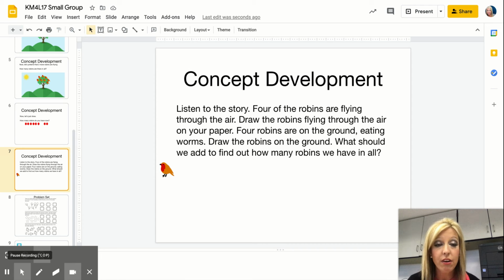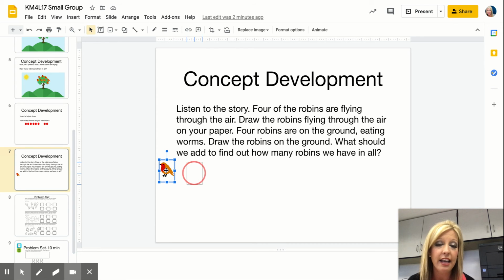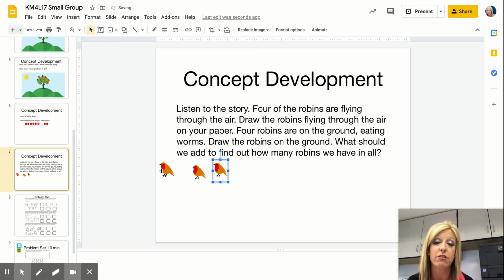4 robins are on the ground eating worms. Draw the 4 robins on the ground. Go ahead and take a second. You might not be able to quite draw a robin, but you could draw a circle or a square. Let's go ahead and draw our robins flying through the air. And like I said, you can use circles, squares, a polka dot, a star. So there's our 4 robins flying through the air.